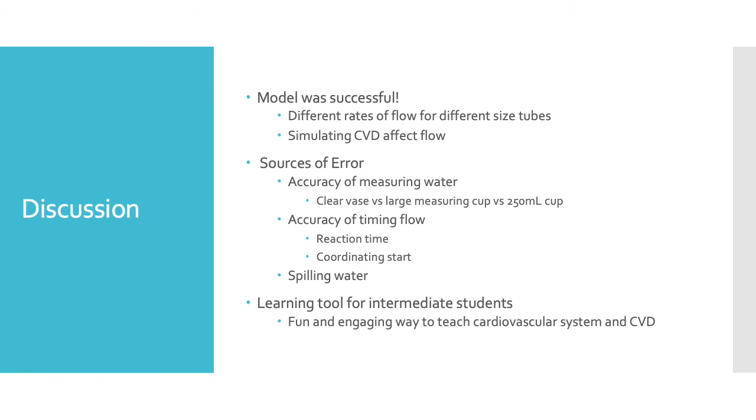Sources of error in my project included the accuracy of measuring the water. If I looked at the measuring cup from above, I underestimated how much water was in the cup and vice versa. Also, timing the flow of water varied due to my reaction time, and coordinating starting the stopwatch and flow of water at the same time. Spilling water when it was flowing also affected the accuracy of timing and measure.